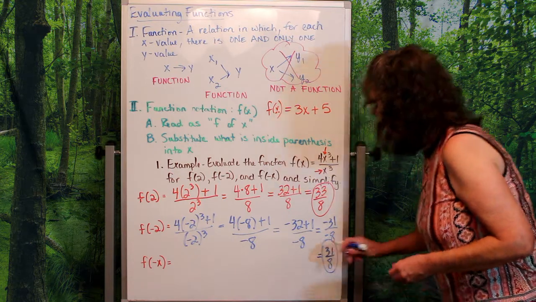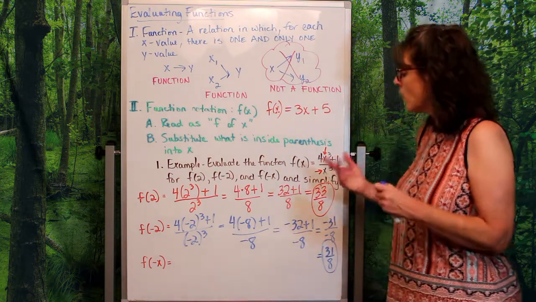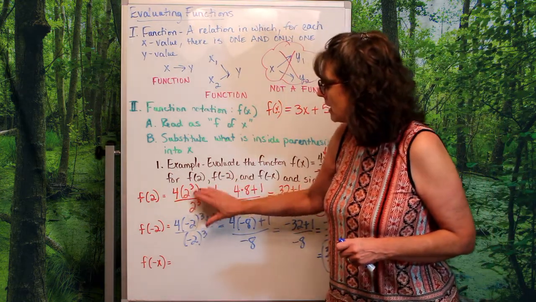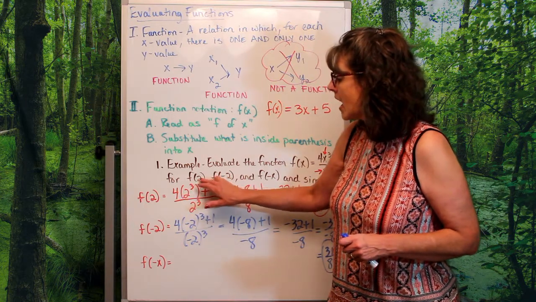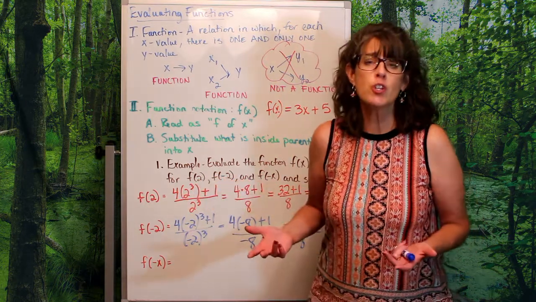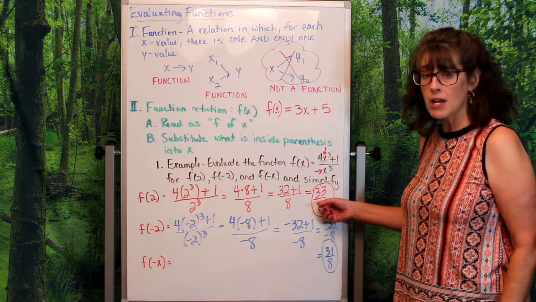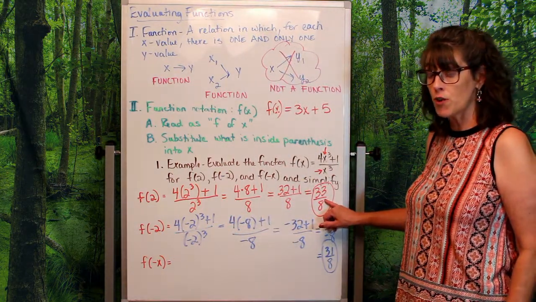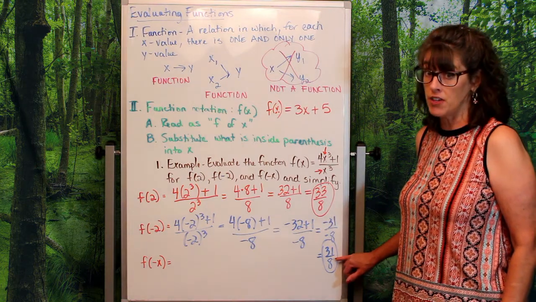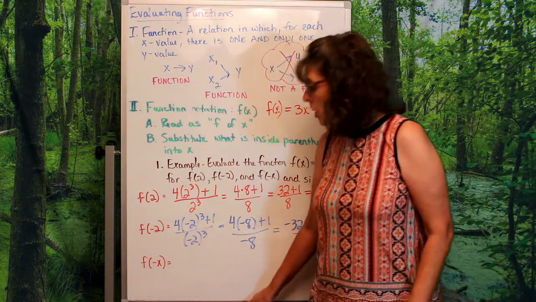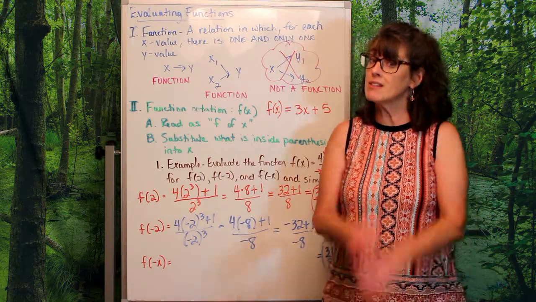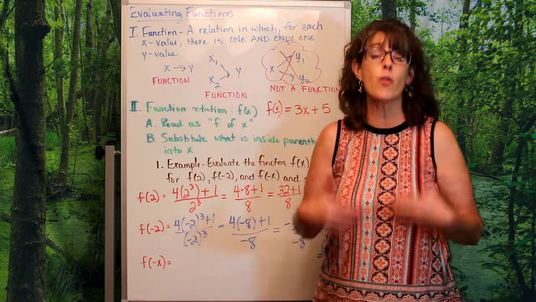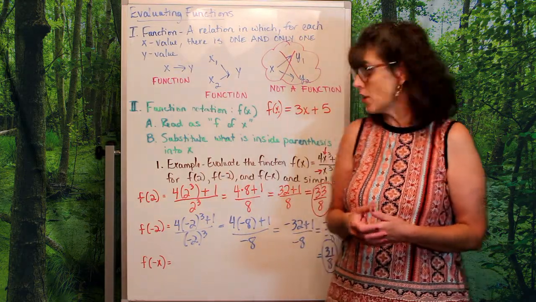And one thing that I do want to point out is a lot of people think, well, okay, if I'm just simply changing the sign on my input, certainly what that means is I'll just change the sign on my output. So therefore, f of negative 2 would become a negative 33 over 8. You saw that was definitely not the case. So don't make that mistake. When you change the sign of your input, that does not guarantee that. Go ahead and follow those order of operations and evaluate your function.